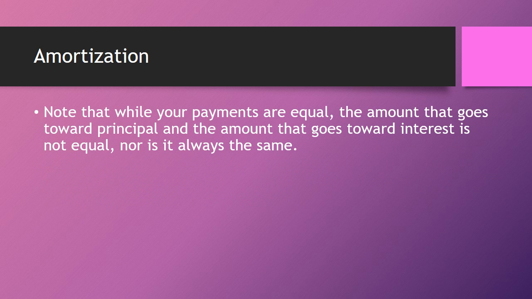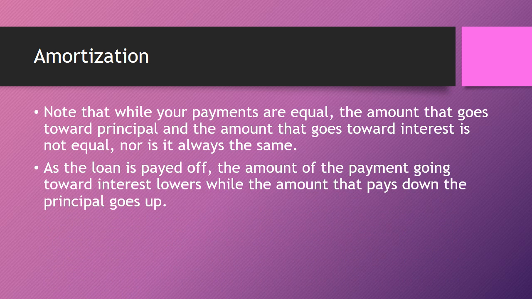Note that while your payments are equal, the amount that goes toward principal and the amount that goes toward interest is not equal, nor is it always the same. What you find with a loan, with the amortization, is that the amount of your payment that goes toward interest is high at first and it gradually lowers, while the amount that's going toward principal starts low and increases with time.